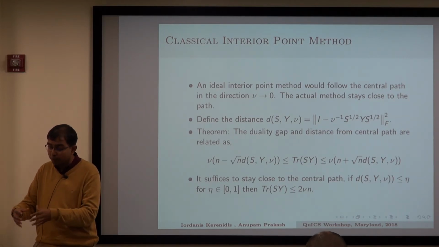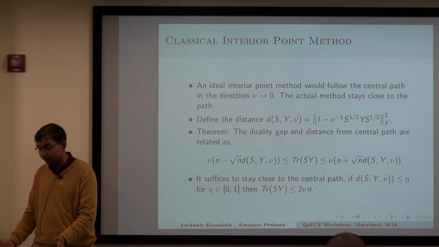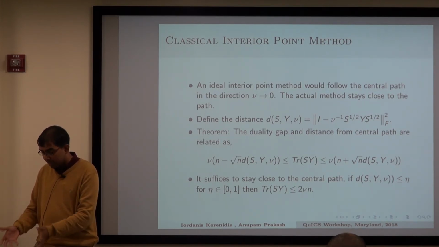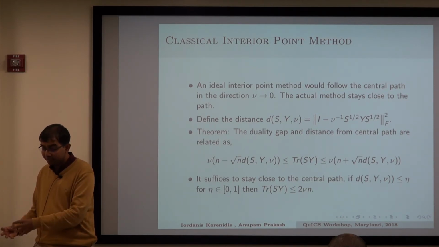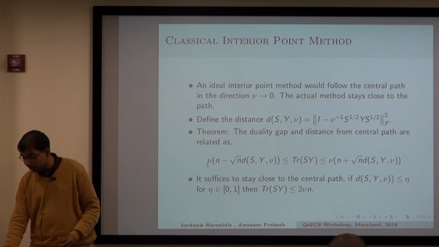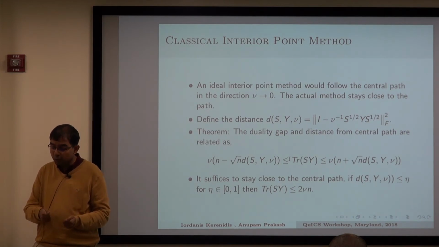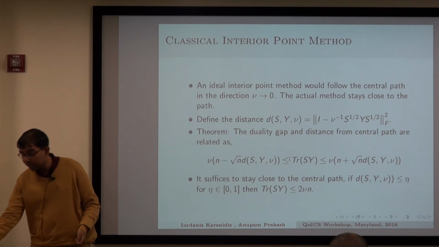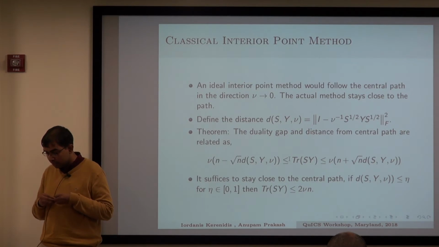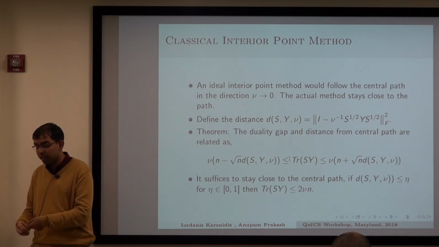From the previous characterization of points on the central path, it's easy to see that this distance is 0 if S and Y lie on the central path. And further, there's a nice characterization which relates the duality gap and the distance. It says that the trace SY, which is the duality gap, is bounded both ways by this distance: it's nu times n, plus or minus square root n times the distance. So this inequality tells us that it's enough to stay close to the central path.